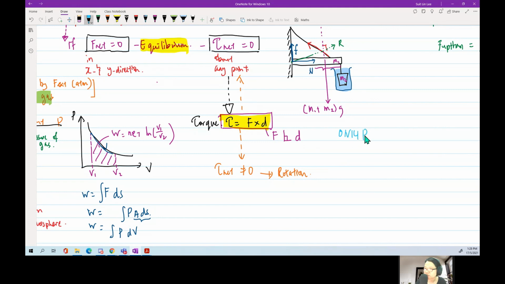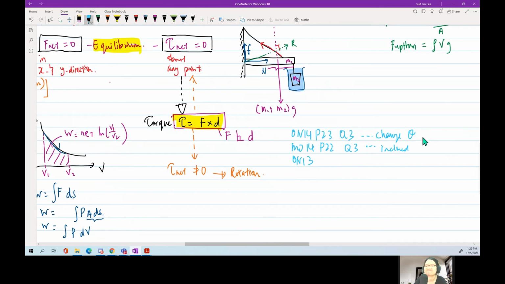So ON14 paper 23 question 3. Got some angle change one. May, June 14 paper 22 question 3. Inclined plane. Change theta. This one got inclined plane. Depending on your appetite and whether you have mastered the inclined plane, don't know lah. Okay, ON13, paper 21, question 4.